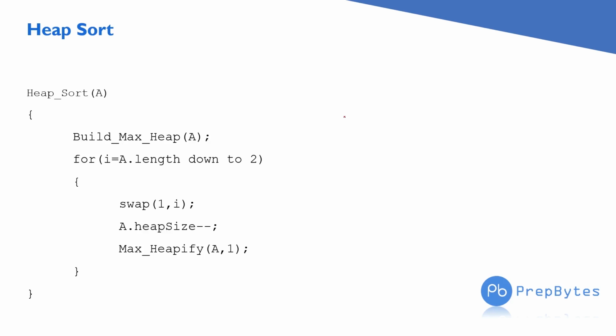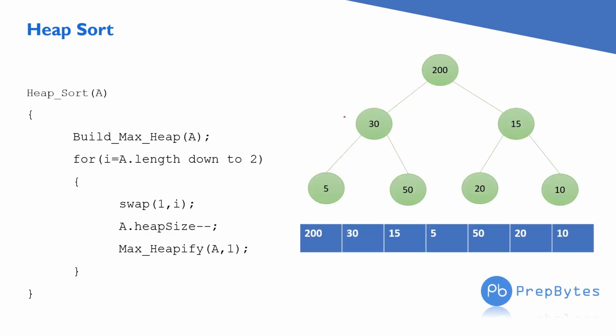Now how heap sort works is, for example, this is my tree and this is my array given to me, and from this array I have drawn this tree. Correct? Now what is happening here? The first step is build heap. Now I am explaining the algorithm. The first step is nothing but build heap.